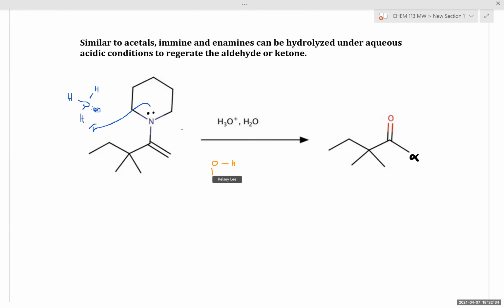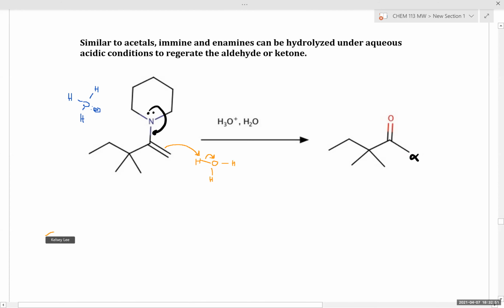We can protonate nitrogen, but the nitrogen isn't actually the most electron rich position in this structure. Yep, the alpha position is. So the nitrogen is kicking its lone pair down, and that facilitates protonation of the alpha position using this electron-rich alkene.